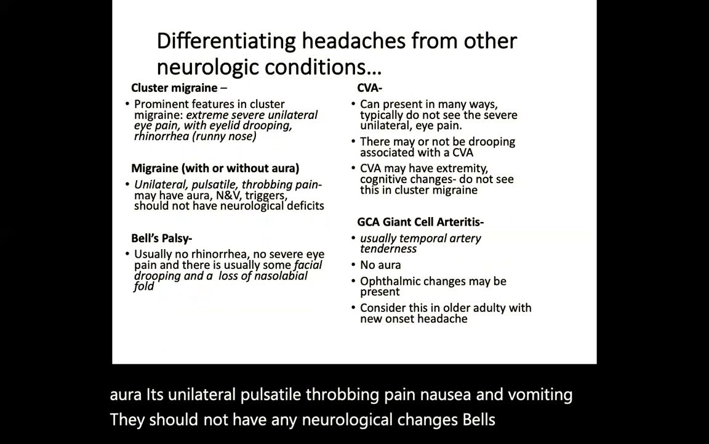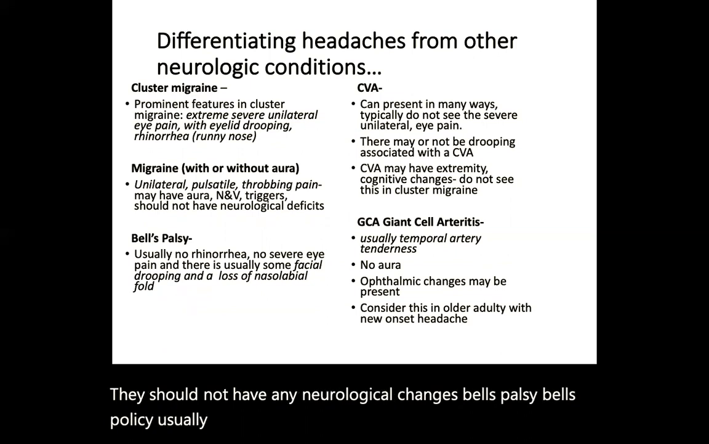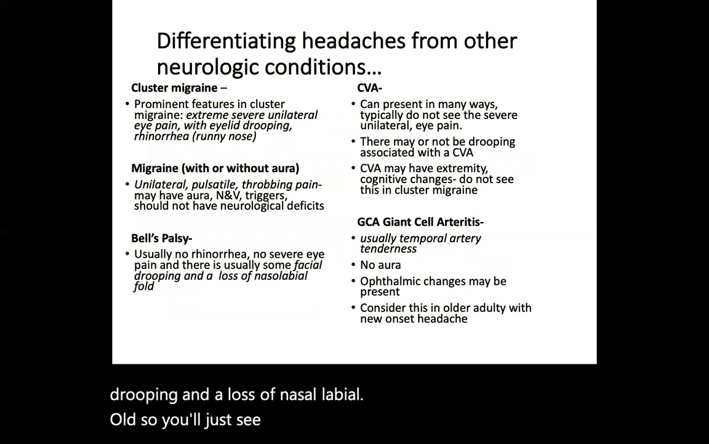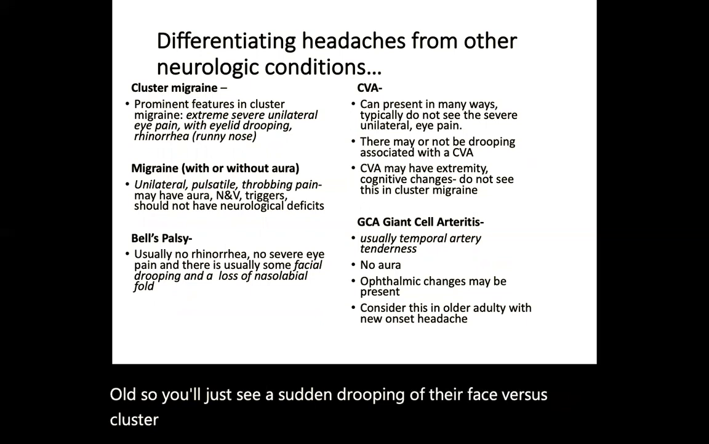Bell's palsy, usually no rhinorrhea, no severe eye pain, and there is facial drooping and a loss of nasolabial fold. So you'll just see a sudden drooping of their face. Versus cluster migraine, you're going to see a little drooping as well as runny nose and teary eye.